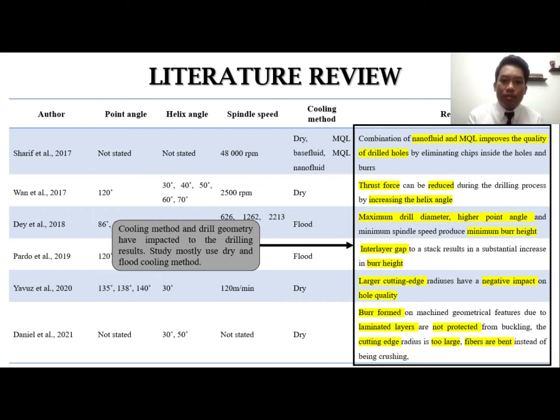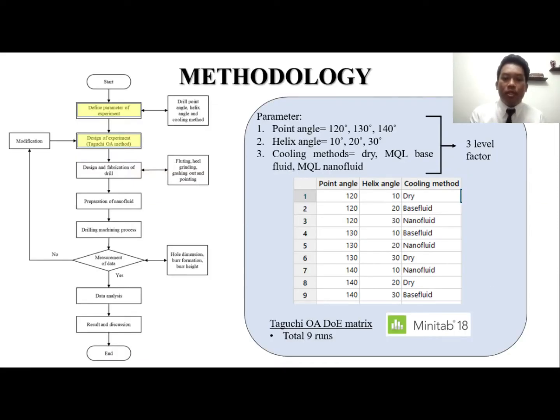For this experiment, we will try to compare the outcome of dry and MQL nanofluid methods. For the methodology, it starts with defining the parameters of the experiment, that is point angle, helix angle and cooling method. Then it continues with design of experiment using the Taguchi method to find the number of runs that is needed for this experiment.